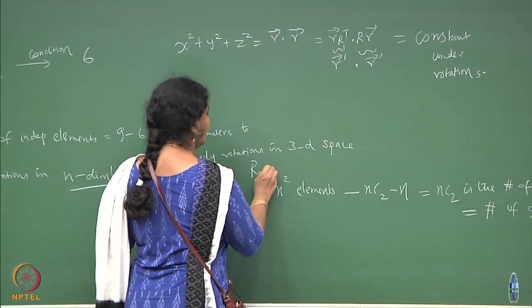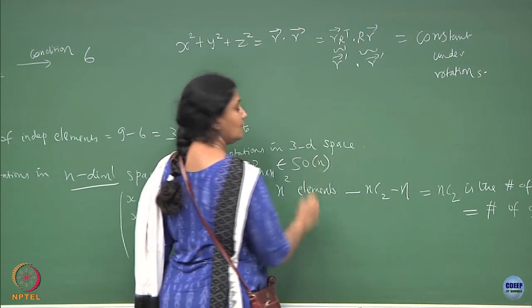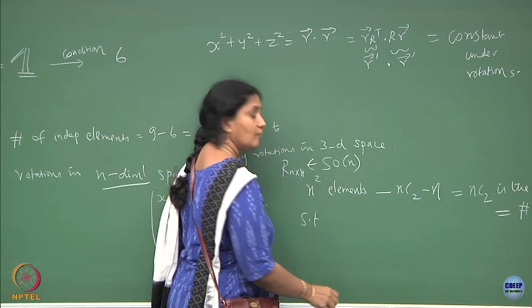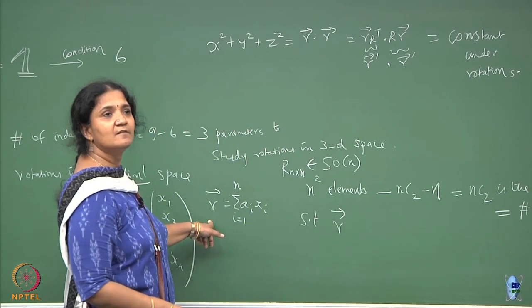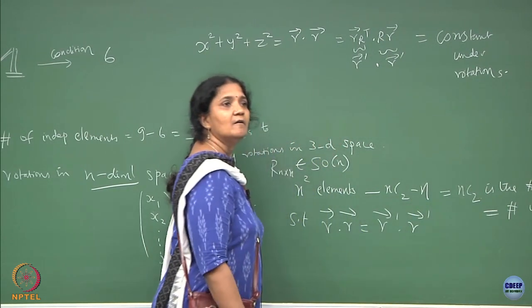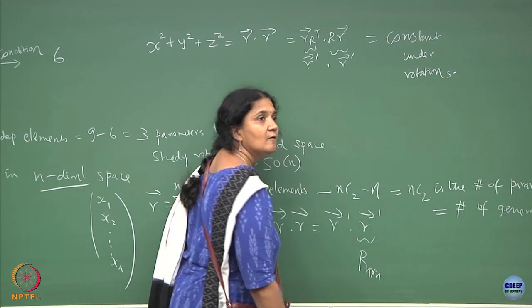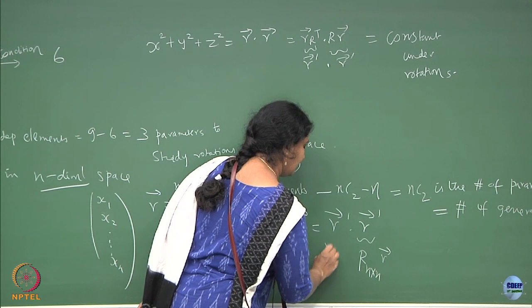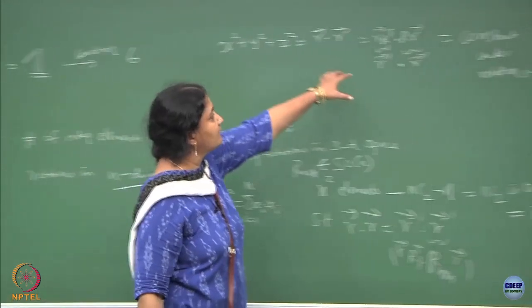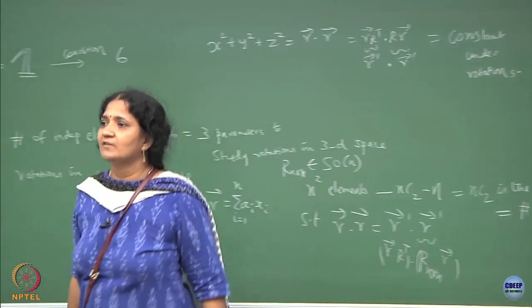So, the R, which is n cross n, is an element of SON, such that R vector dotted with R vector should be R prime vector dotted with R prime vector, where R prime is this one, R n cross n on the R vector, and this one is R transpose. You understand what I am saying, right? If you remember this for three dimensions, extrapolating it to n dimensional real vector space is straightforward.